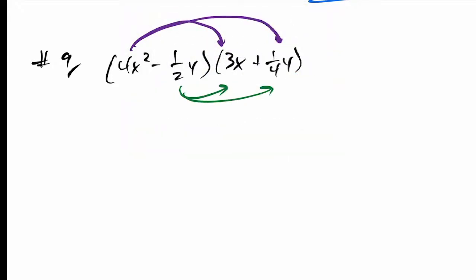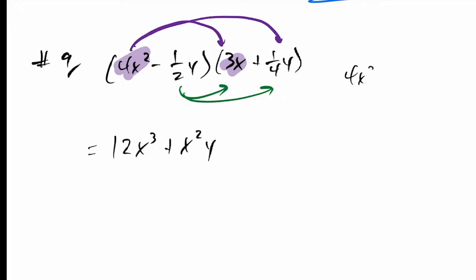So we're going to distribute that into here. Okay. So whoever asked number 9, I can go ahead and do it. For number 9, it's going to be 4x squared times 3x. You're going to get 12x cubed. Then you've got 4x squared times 1/4 y. The 4 and the quarter will cancel. You're just going to get x squared y.